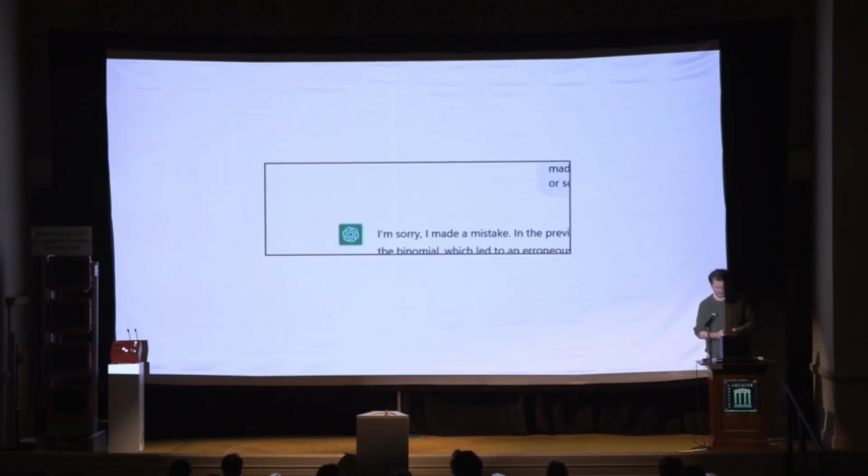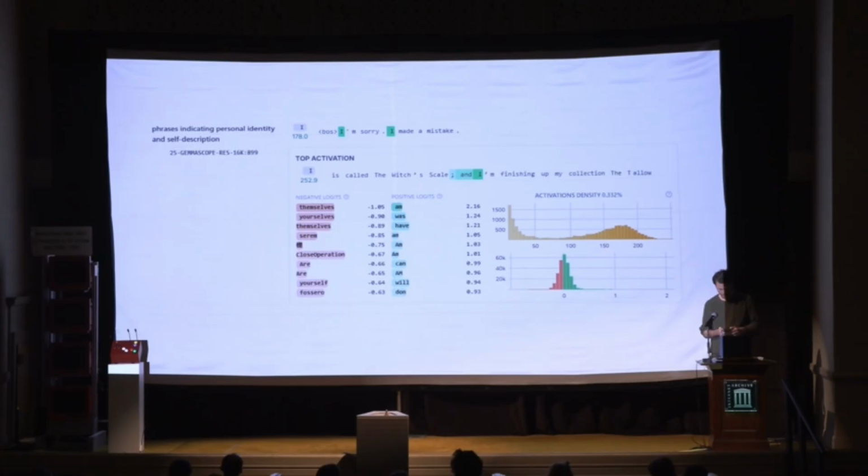When ChatGPT says I, what does it mean? When Gemma encounters the word I, we can mathematically measure which part of the algorithm activates most strongly. Neuron number 899 on layer 25. This neuron consistently activates whenever the model encounters phrases indicating personal identity and self-description.